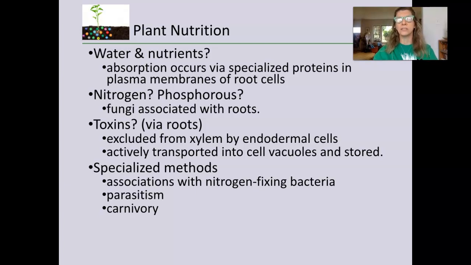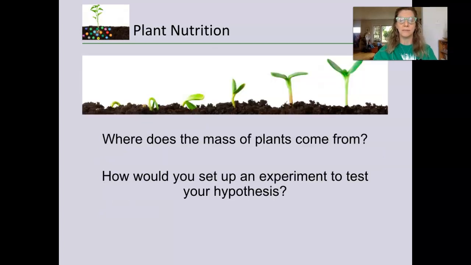There are toxins in the soil, and some plants have really good mechanisms for excluding or dealing with toxins. And we're going to talk a little bit about some of the specialized mechanisms for dealing with toxins, as well as active transport into cell vacuoles where some of these can be stored. And then specialized methods of acquiring nutrients, that's associations with nitrogen fixing bacteria, parasitism, as well as being carnivorous plants.